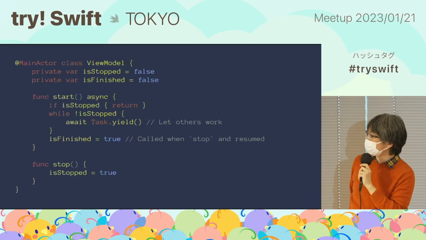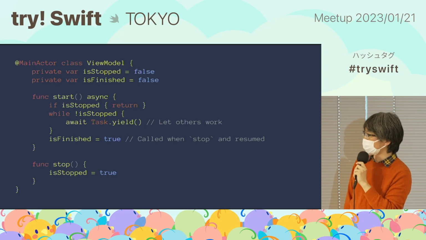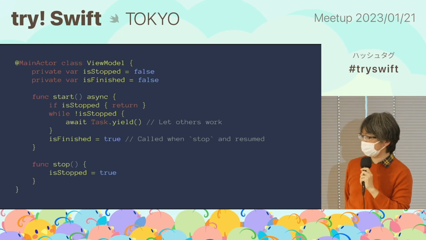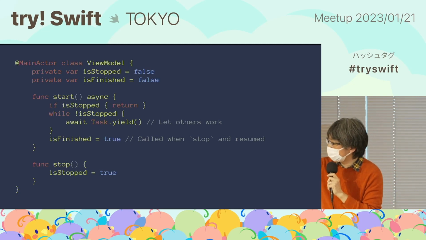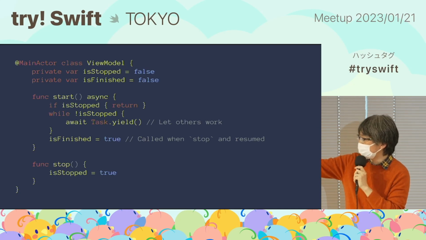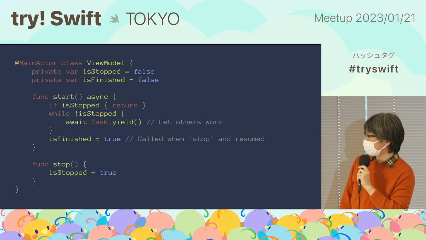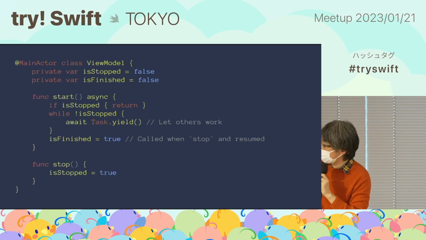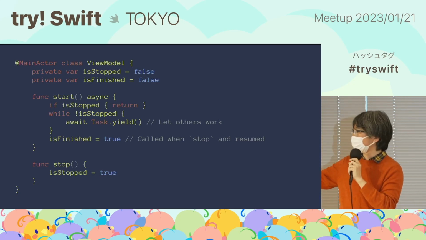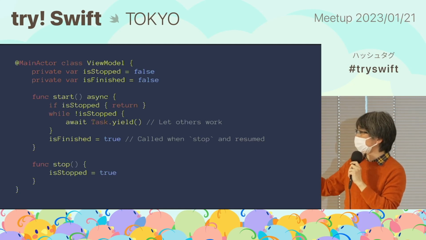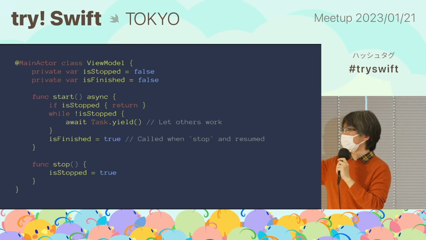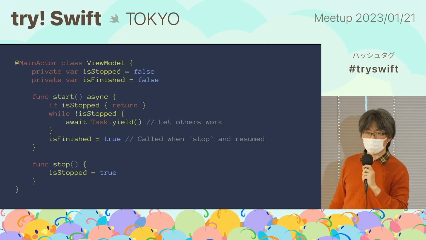It's a view model that has a function called start, and it runs a while loop inside. And once the stop method is called, the flag turns on so that you get out of the while loop, and finally isFinished becomes true. Please notice that inside the while loop, we are using Task.yield to await. This means the Swift concurrency runtime lets other tasks run instead of just keep running in this loop. So it's not a busy loop, but more of a cooperative loop.